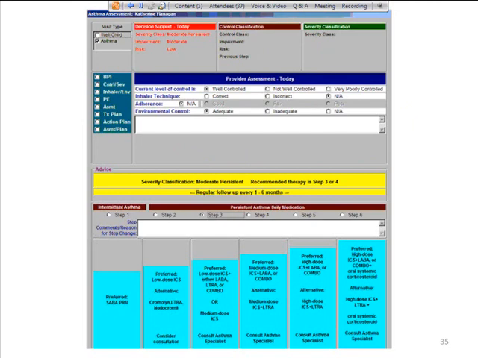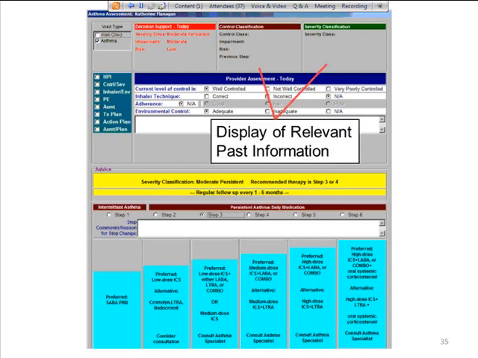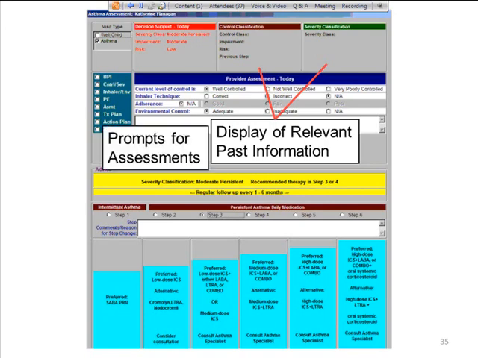We have another page that is seen sequentially by a provider who's taking care of a patient. This page displays relevant past information, the severity and control assessments that happened at the last visit. And it prompts not just for collecting the information like we saw on the last page, the information necessary to trigger a rule, but it prompts you to describe what it is you're seeing. And it provides an alert.